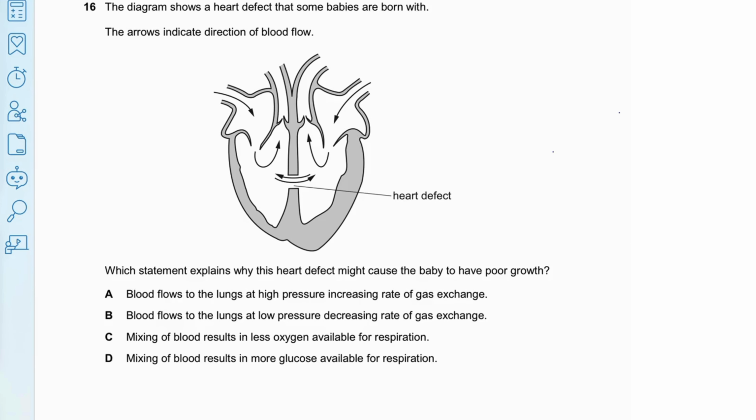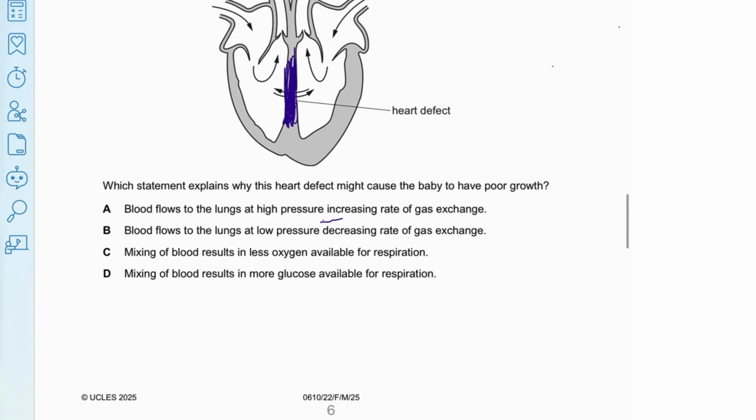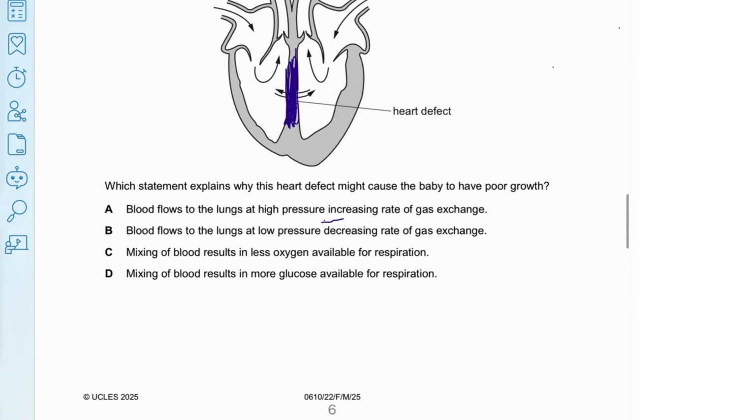The diagram shows a heart defect that some babies are born with. It's called septal defect, where the septum is not completed. So oxygenated and deoxygenated blood will mix together, giving a low oxygen level inside the body. Which statement explains why this heart defect may cause the baby to have poor growth?